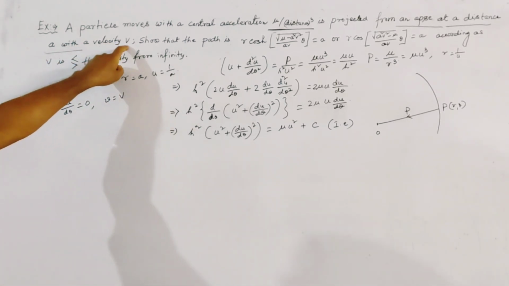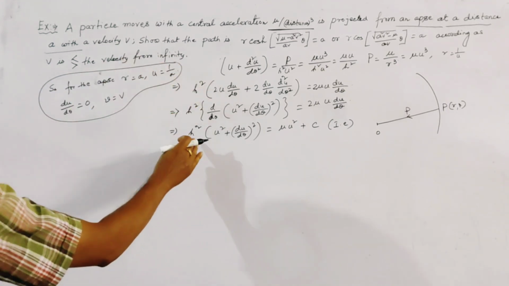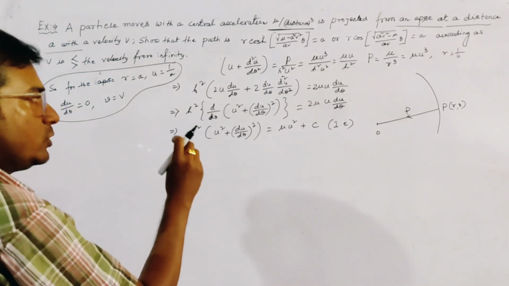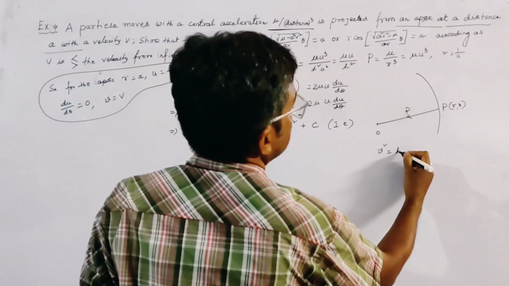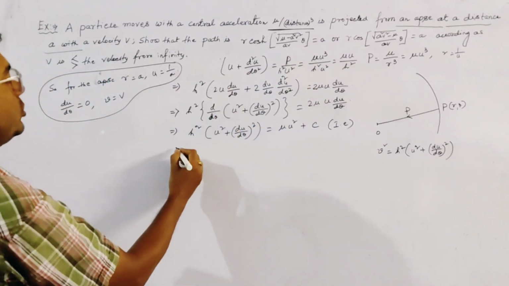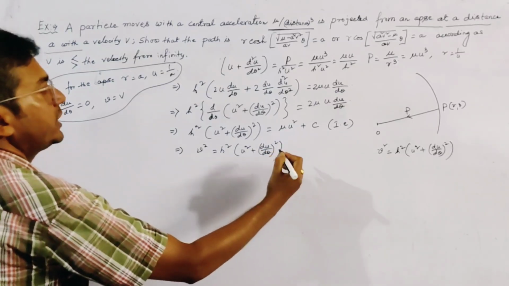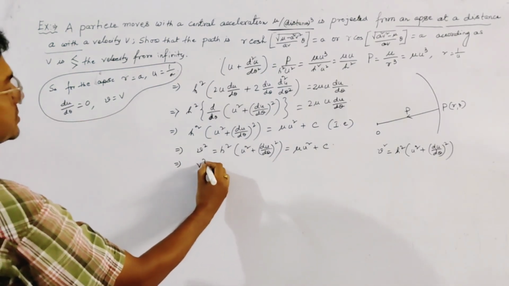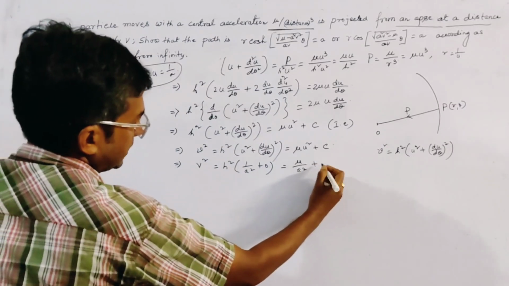It is given with the velocity V, and we put these initial conditions into our relation. Before putting these values, we also use the velocity expression in central orbit, which is v² = h²(u² + (du/dθ)²). So we put here v² = h²(u² + (du/dθ)²) = μu² + c. Now putting the values, we get V² = h²(1/a²) + 0 = μ/a² + c.